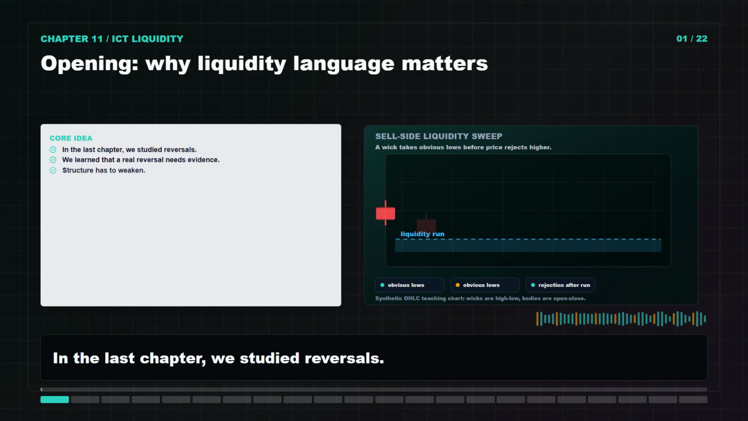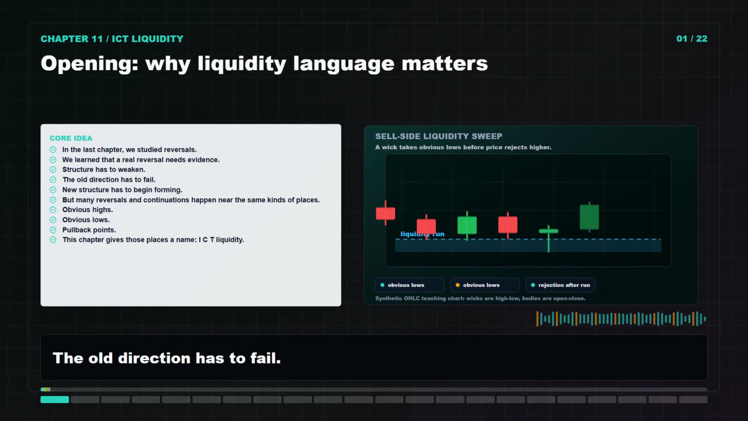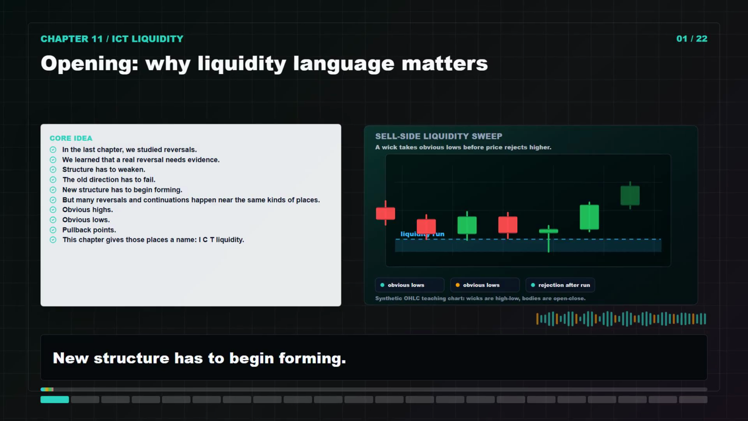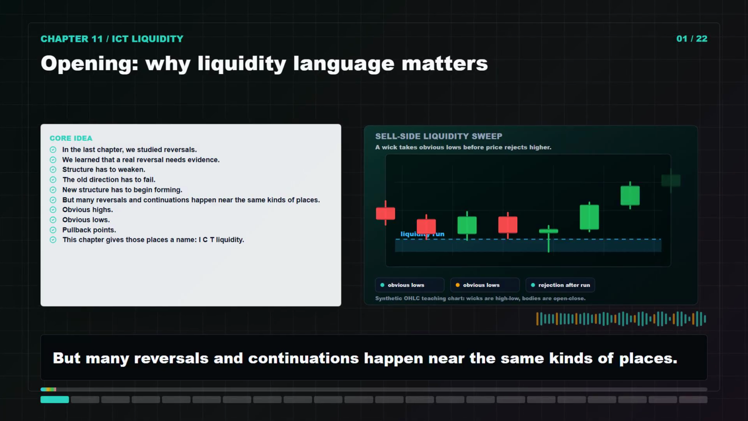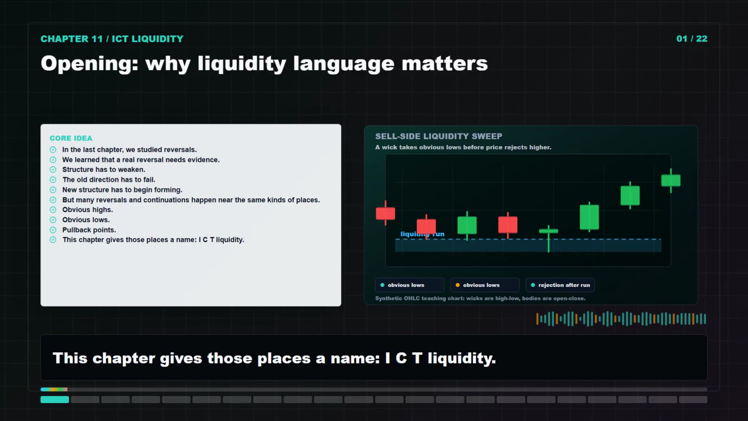In the last chapter, we studied reversals. We learned that a real reversal needs evidence. Structure has to weaken. The old direction has to fail. New structure has to begin forming. But many reversals and continuations happen near the same kinds of places. Obvious highs, obvious lows. Pullback points? This chapter gives those places a name.